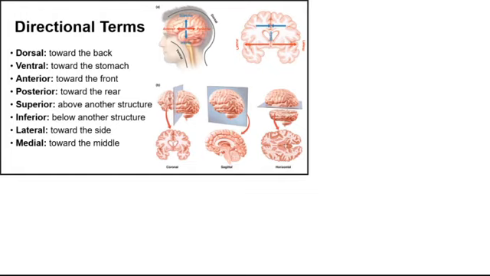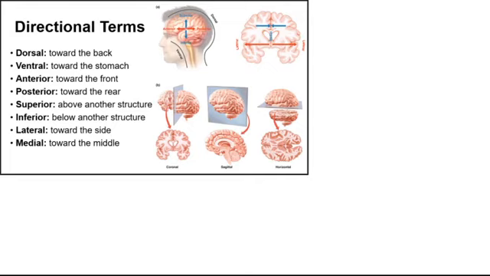And then we can also talk about something being lateral or medial. Lateral meaning sort of towards one side or the other, medial meaning towards the center. So we can combine all of these terms to give us a concept of where things are. And this is here because a lot of the terms describing where different parts of the brain are will describe them relative to other parts of the brain.